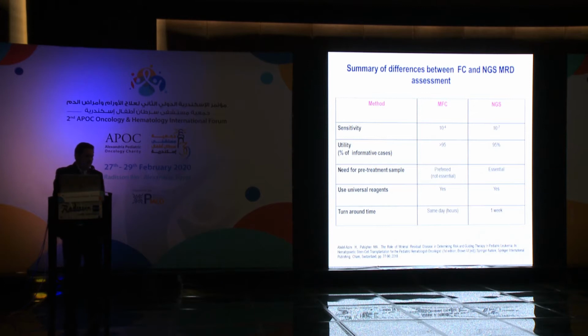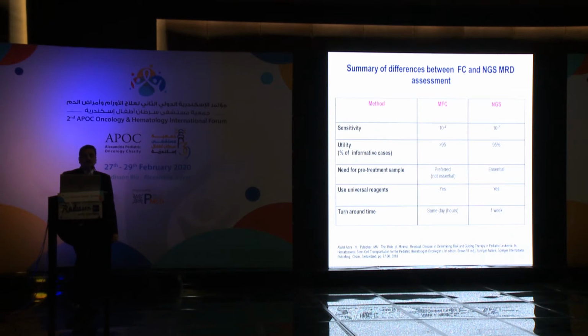In most centers in the US, and also in most countries outside Europe, the standard of care for detection of residual disease is flow cytometry. I want to give you an idea of the difference between the standard flow assay and the NGS-MRD assay. The most remarkable difference is the sensitivity, which is 10 to the power of 4 with flow cytometry. It can go up to 10 to the power of 7 with NGS.